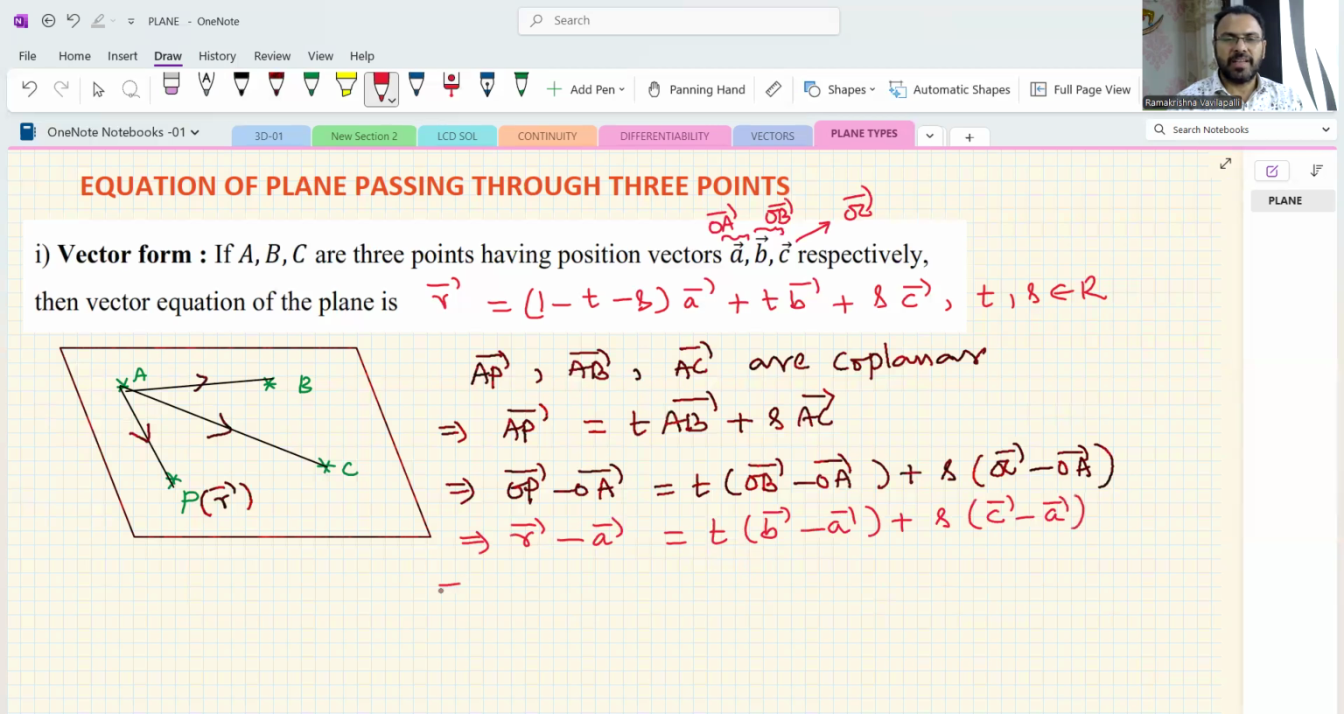You just simplify it. Sending A bar that side and taking A bar common, you will get R bar equal to A bar into (1 minus T minus S) plus T B bar plus S C bar. So this is the equation of plane.